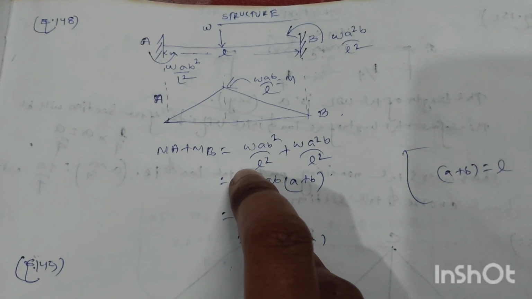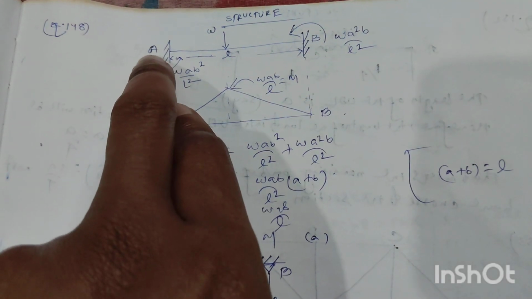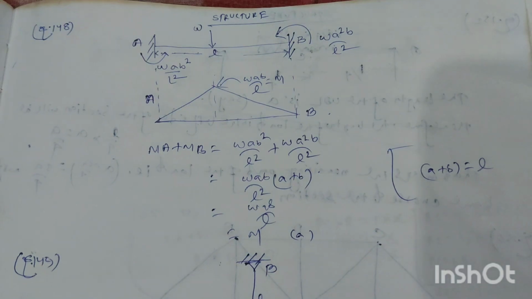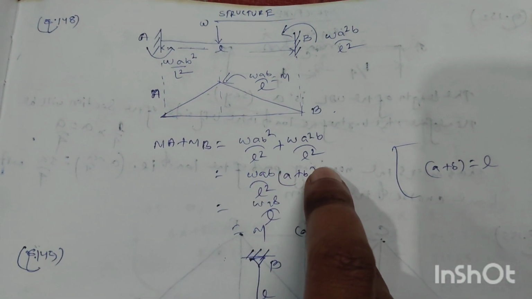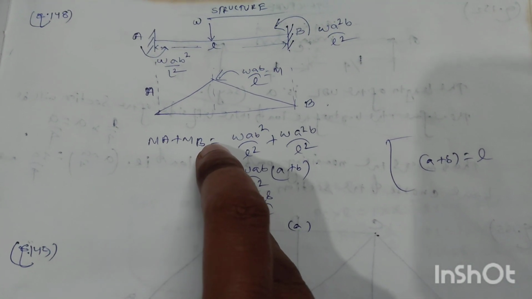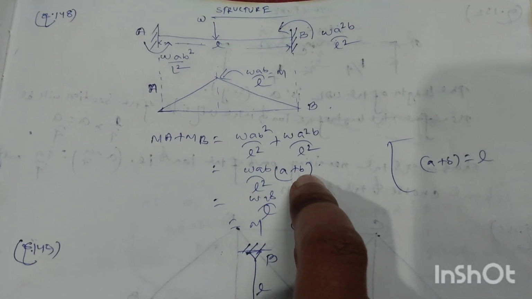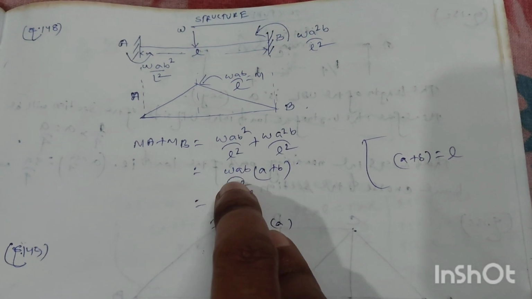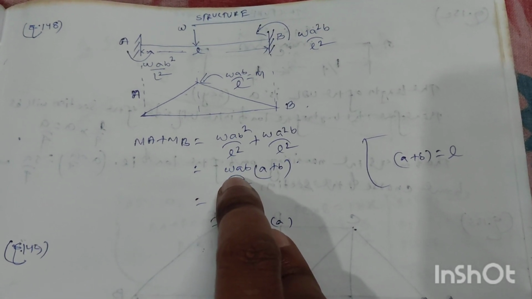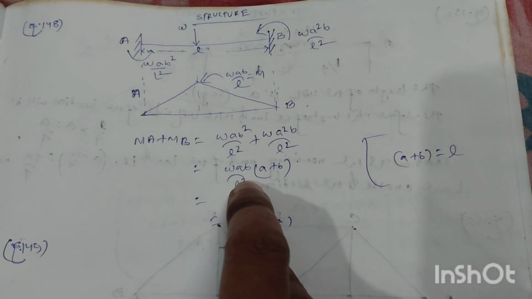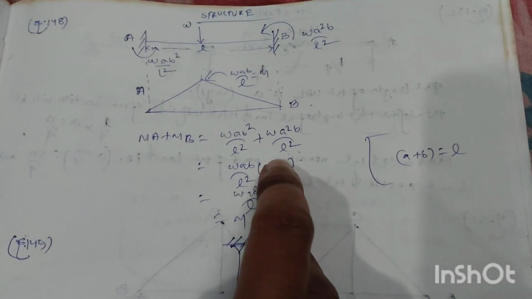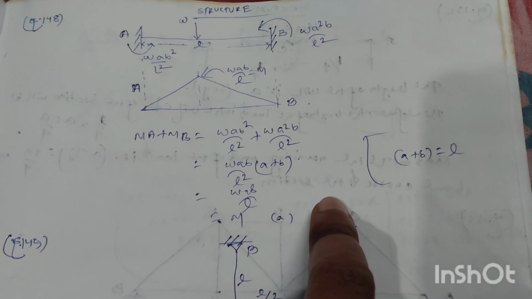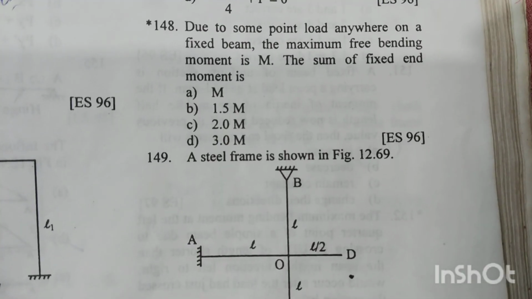Now we have to determine the summation of fixed end moments FEM at A and FEM at B. So MA plus MB will be equal to W a b square by L square plus W a square b by L square. We know a plus b is equal to L, the length of the beam, and after simplification we will get the summation of the two fixed end moments, MA plus MB, equal to W a b by L square into (a plus b), or W a b by L, and that is also equal to capital M as given in the question. A is the right answer.